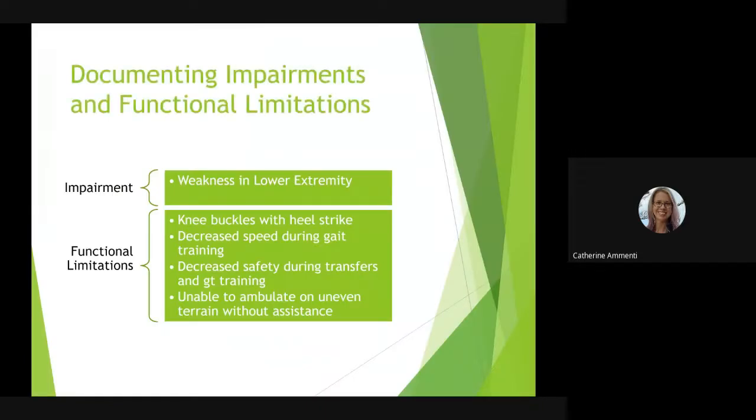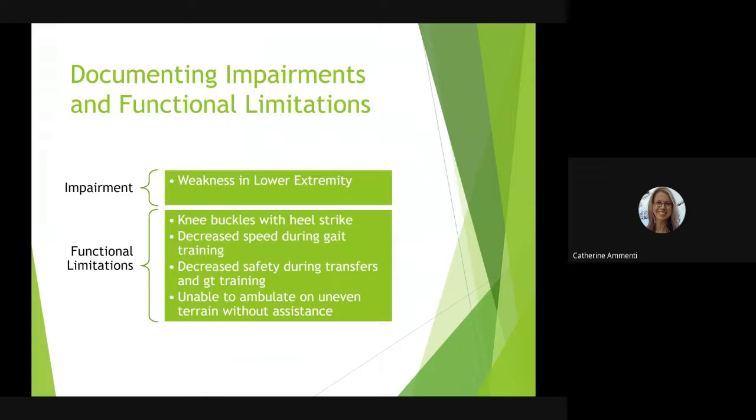Two other things that I want you to be aware of when you're looking at documentation are impairments and functional limitations. So an impairment is something like a decreased range of motion or weakness in the lower extremity. And then the functional limitation is what is going to result from that. Functionally, what happens when you have weakness in the lower extremity?